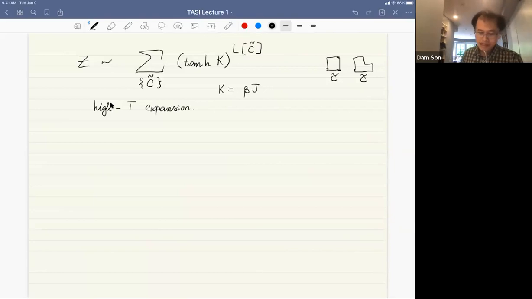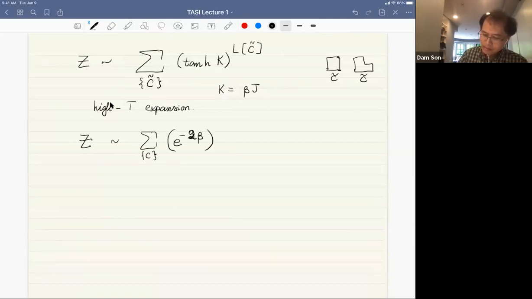So we have two different expansions for the Ising model. One expansion is over all domain walls, which are closed curves separating the spins, e to the minus 2 beta J, that is e to the minus 2k, to the power of the length of curve C. And the other is a sum over all possible lines connecting the spins and making a closed curve or unions of closed curves. This is the high temperature expansion, and the first is the low T expansion.